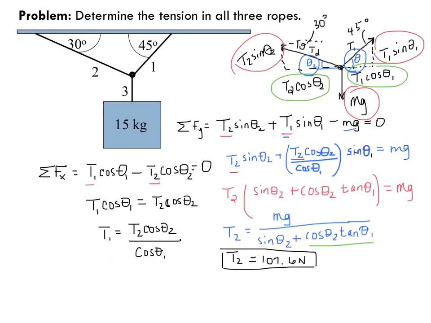Now, this is only the tension in one of our strings. But if you go back over here, you notice that we have an equation already for T1. So now that we know T2, all we have to do is plug it back in and solve for T1. So T1 becomes 131.8 newtons.